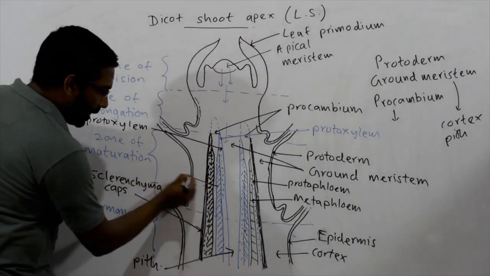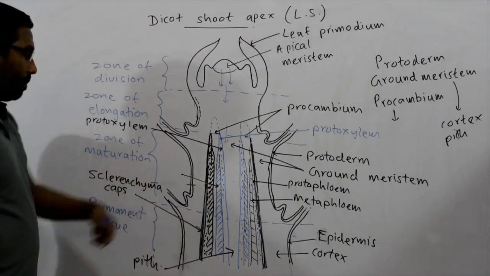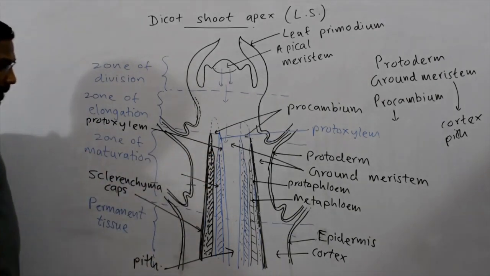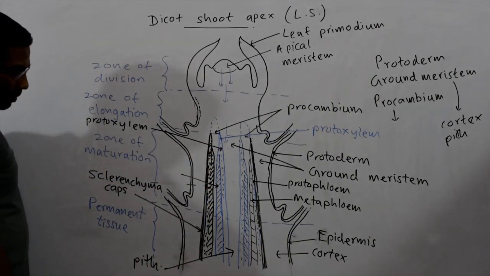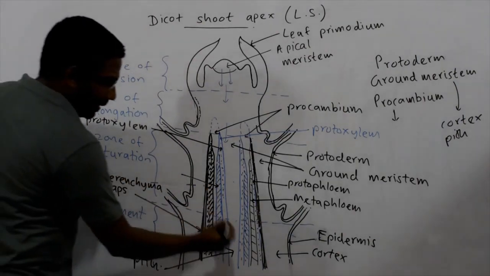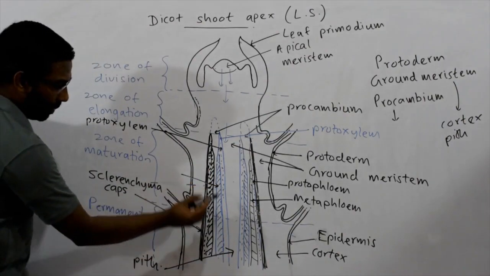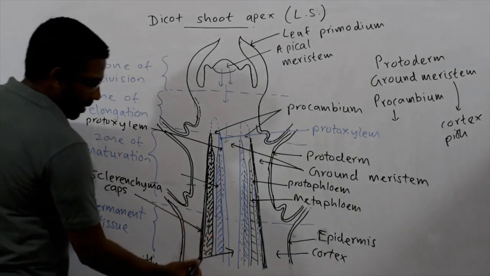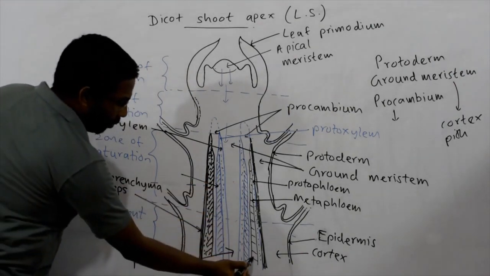Then label this region as the metaxylem. This is protoxylem and this is metaxylem, towards the peripheral side, sorry. Protoxylem, metaxylem. And here this is the conjunctive tissue. Then here you can observe protoxylem and metaxylem combinedly form the primary xylem. Then protophloem and metaphloem combinedly form the primary phloem.